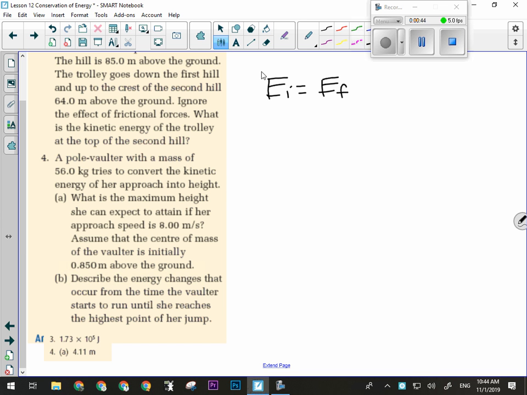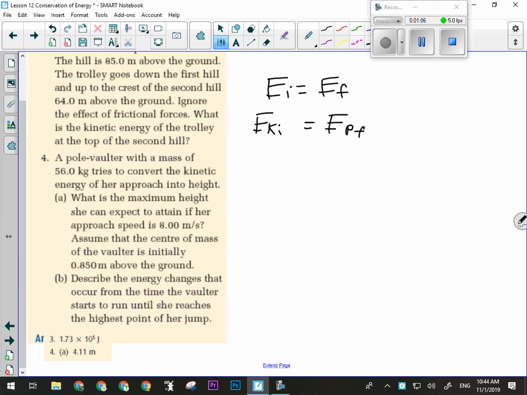I'm still going to say that my initial mechanical equals my final mechanical, but I'm going to simplify it to say my initial mechanical energy is all kinetic, and my final mechanical energy is all potential. The other two values are 0. Initial potential is 0 because she's on the ground. Final kinetic is 0 because her velocity is 0.